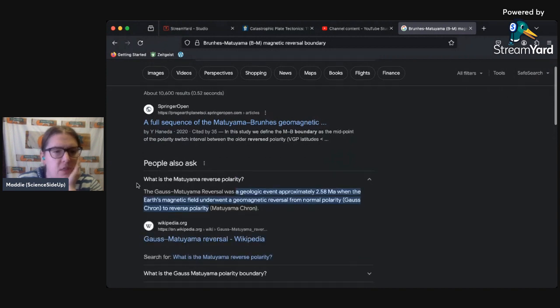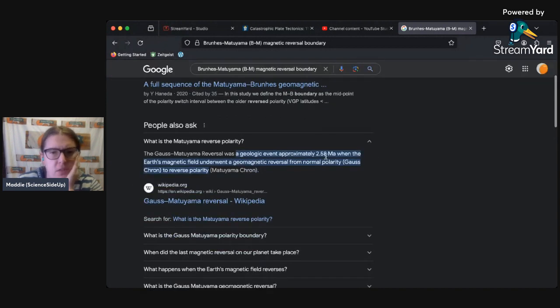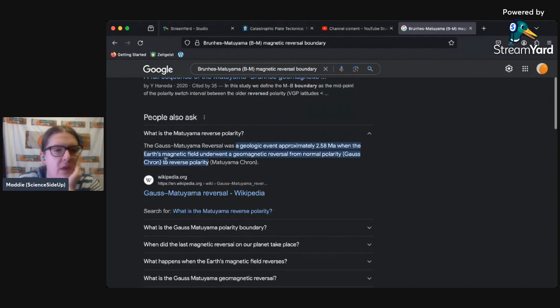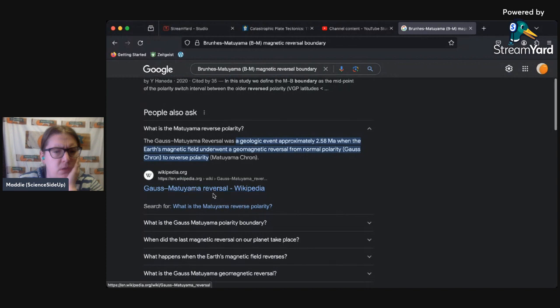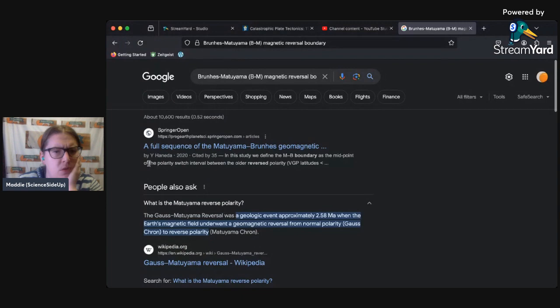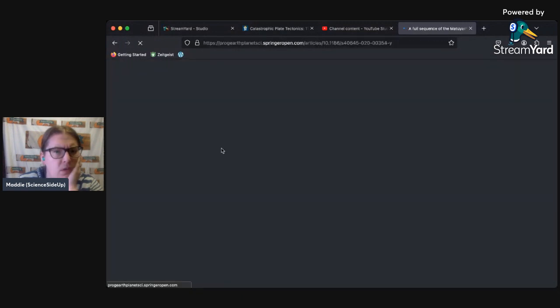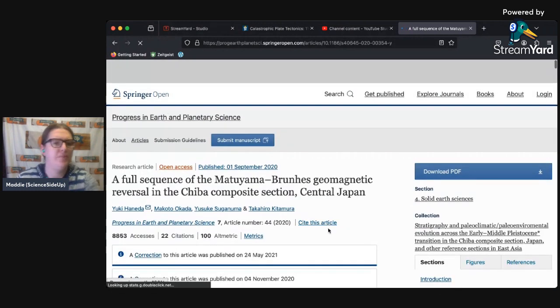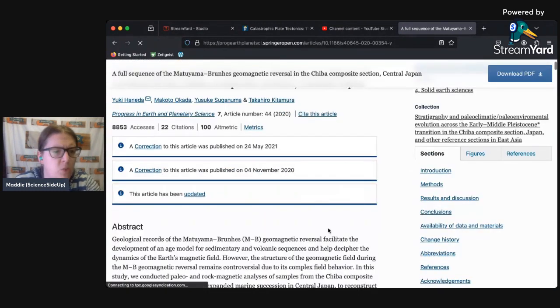Cool. What is this? A geologic event approximately every 2.8 million years when the Earth's magnetic field... Oh, okay, a geomagnetic reversal from normal polarity. But this isn't Gauss. Okay, this is an article from 2020.